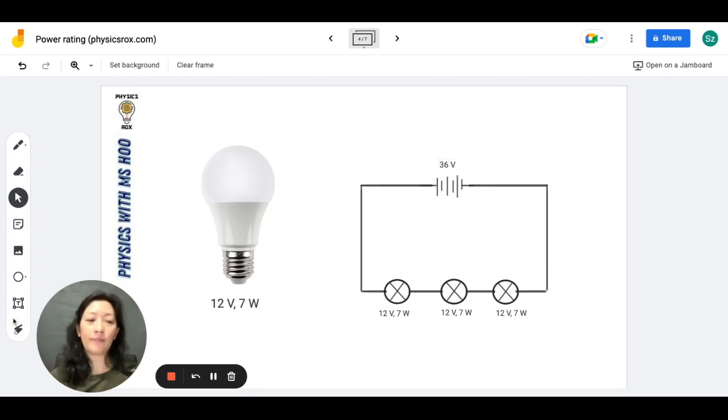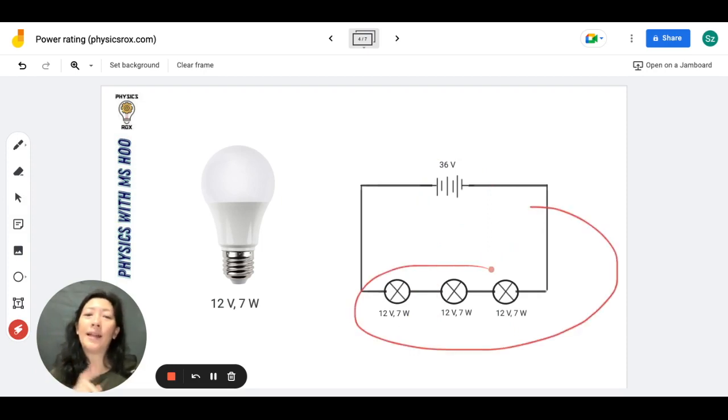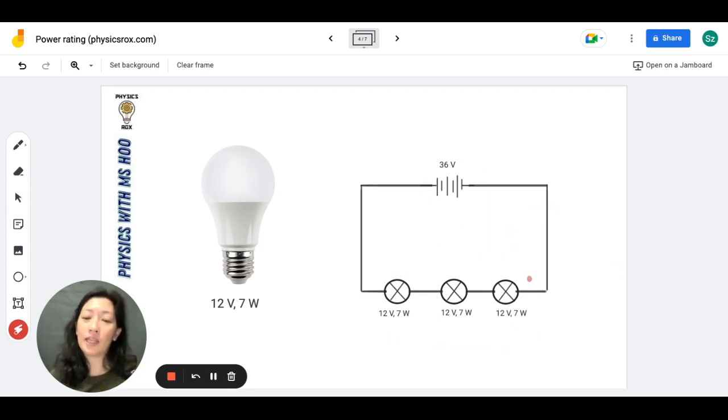That way, 36 volts will be spread out here. This gets 12, this gets 12, this gets 12. Now, each of these lamps will light up with normal brightness. Each of these lamps will be using 7 watts of power or 7 joules of energy per second. So you have to make sure that each bulb is actually receiving the voltage it's supposed to receive based on the power rating.